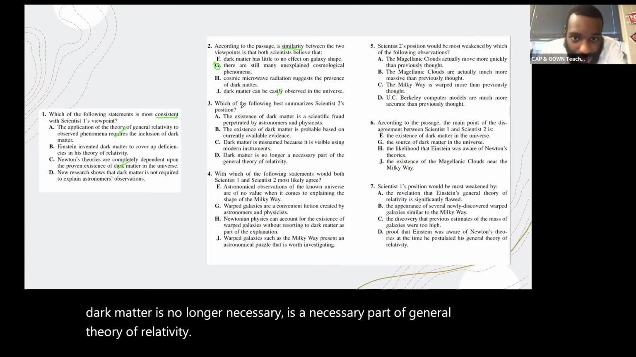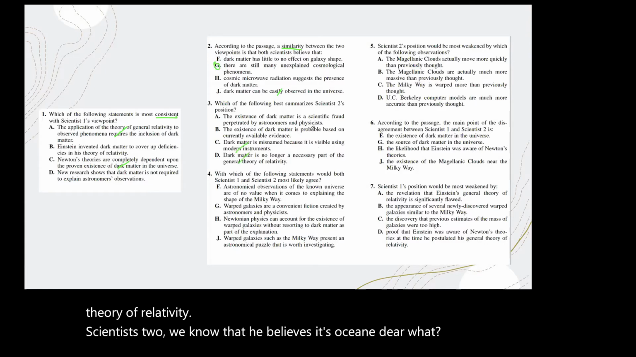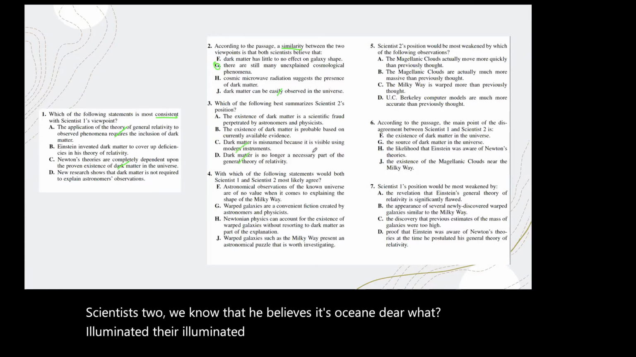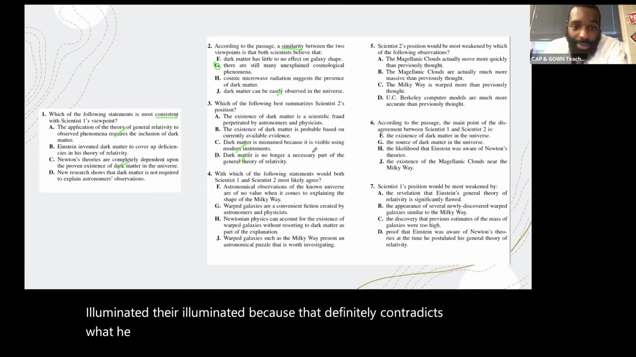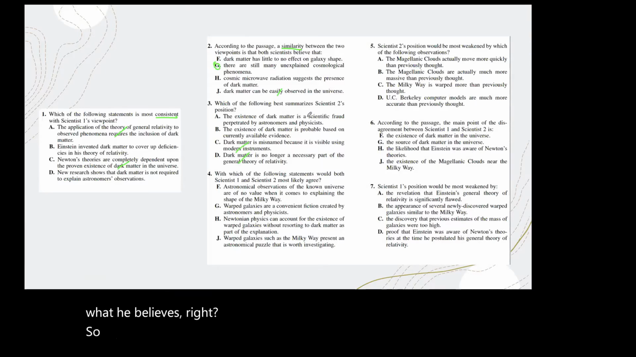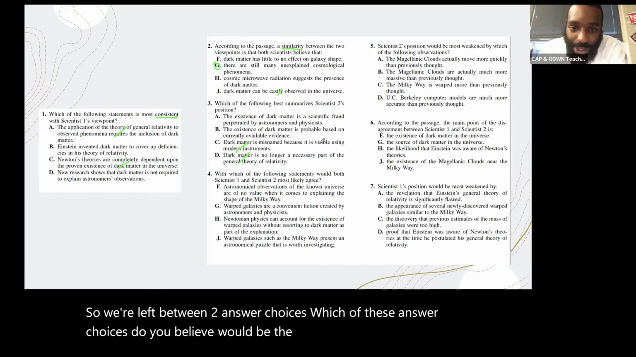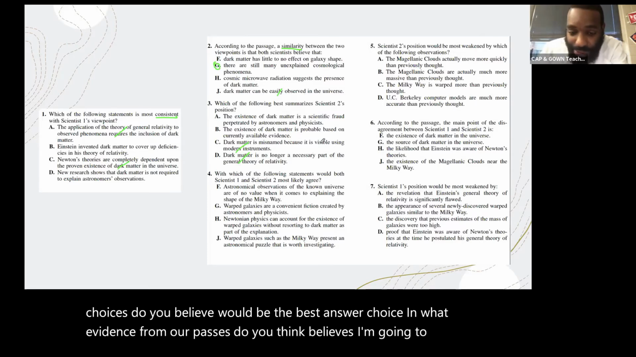Well, scientist 2, we know that he believes it. So C and D are what? Eliminated. They're eliminated because that definitely contradicts what he believes, right? Correct. So we're left between two answer choices. Which of these do you believe would be the best answer choice, and what evidence from our passage supports it? Do you need to go back to the passage, or do you guys got it?